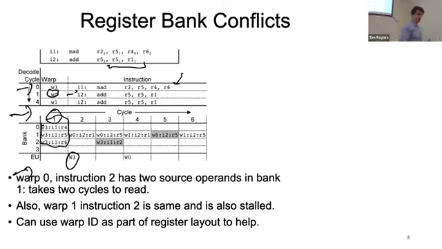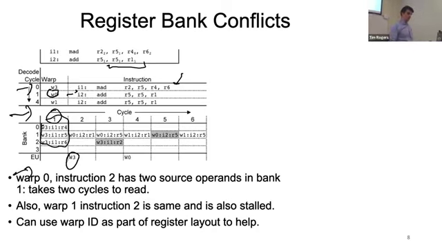In cycle 0, I decoded that first instruction. In cycle 1, I decoded this other I2 instruction. And remember, this is from a different warp. These are all different warps, so there's no cross dependency between any of these instructions.